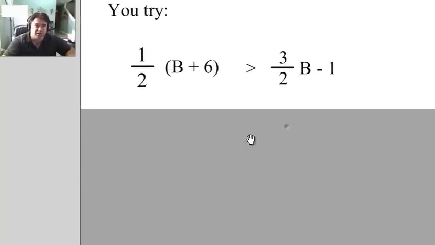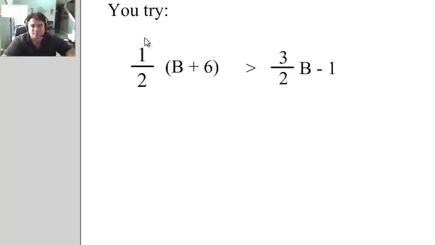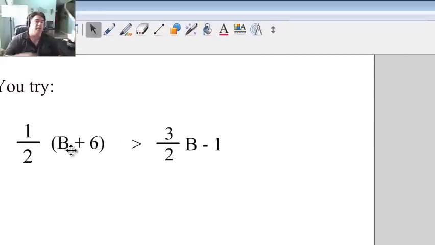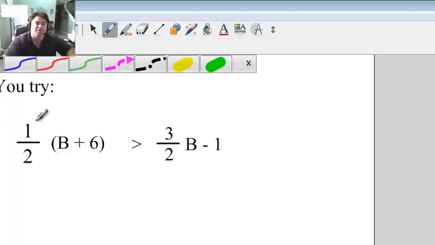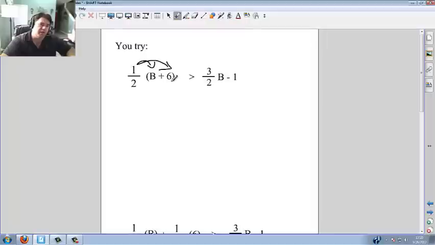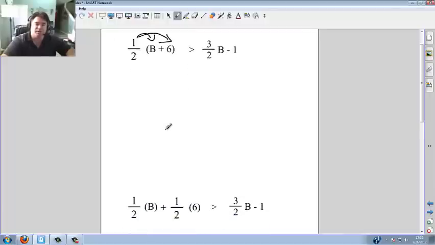Hopefully you've had a chance to try, so let's see what you got. 1/2 times b, well, any number times a variable you just stick together. So 1/2 times b is 1/2 b. If you made it 0.5b, that's fine. Either or. But then remember 1/2 times 6. I'll bet some of you got 1/2 b, but you left 6 by itself. But no, it's 1/2 times 6 as well. 1/2 times 6, remember 6 times 1 is 6, divided by 2 is 3. Is greater than 3/2 b minus 1.